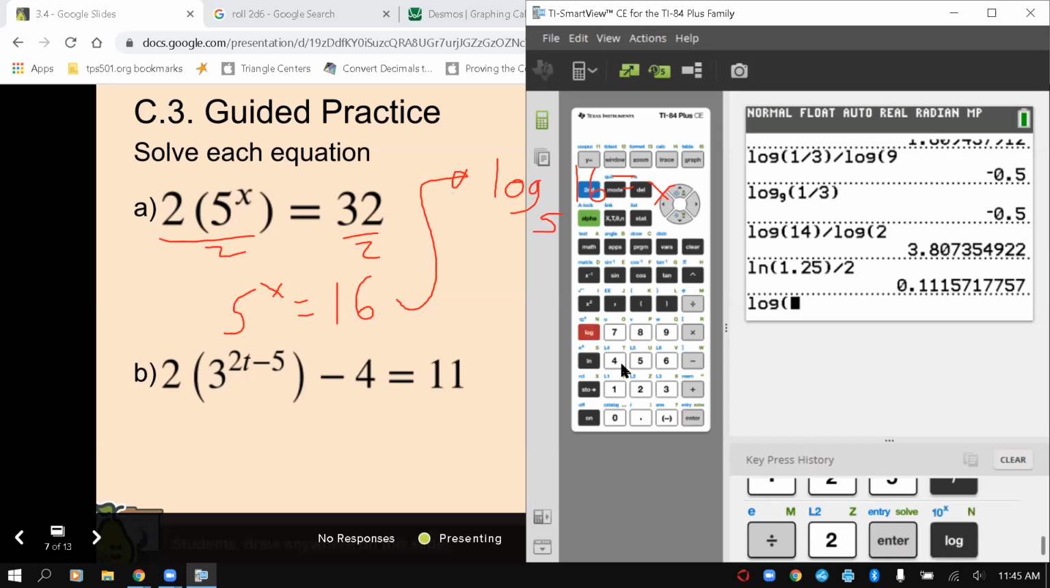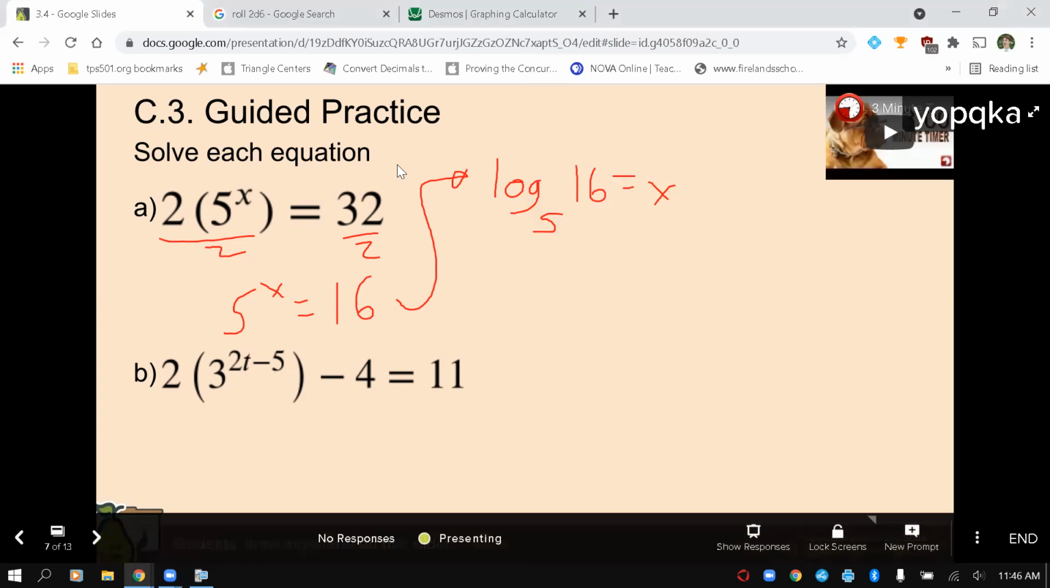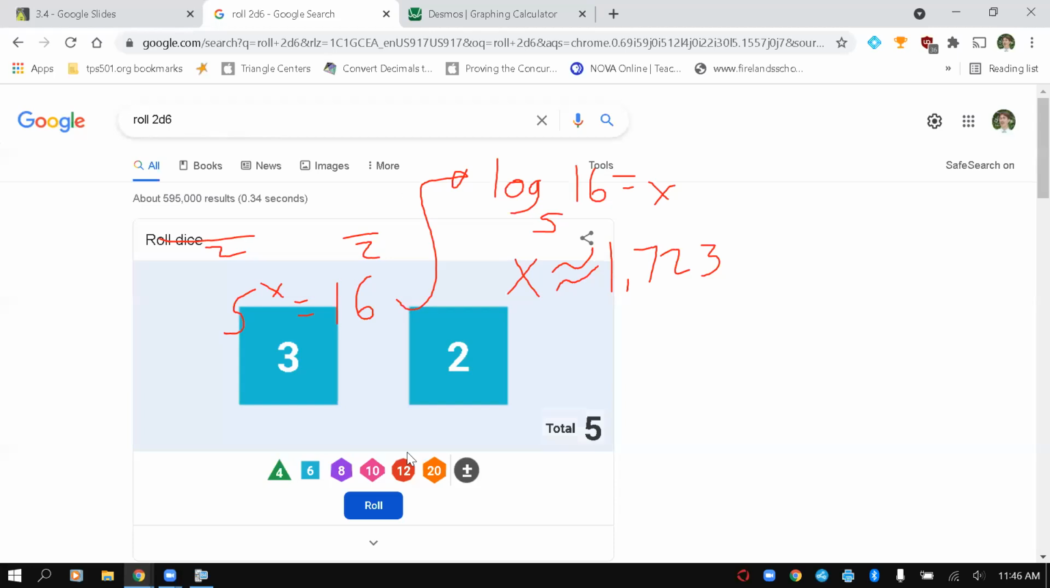Log 16 divided by log 5 is 1.72. Okay, if you wrote on your paper 1.722, 1.723, the 7 means you got to round up. 1.723. All right, thanks, Ian. All right, next.